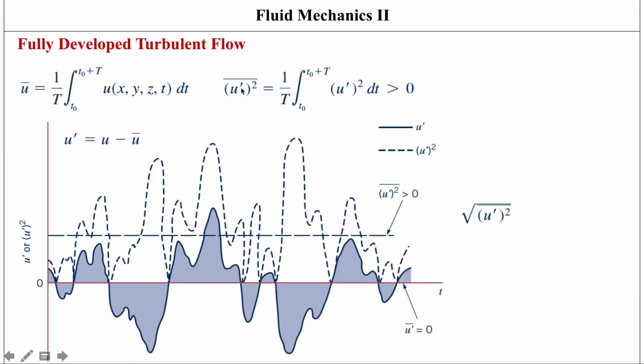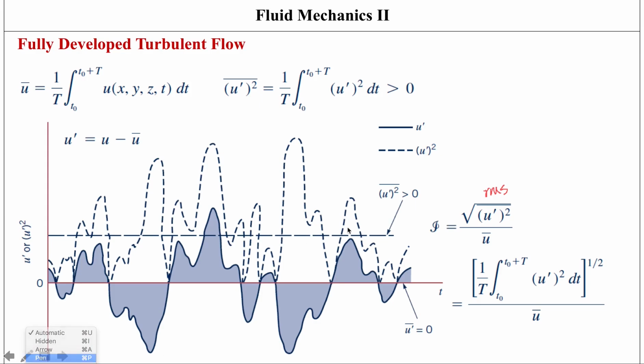And the square root of this expression, the square root of the mean square of the fluctuating velocity, is also called the root mean square. You must have heard of it before, root mean square of the velocity. So this is the root mean square of the fluctuating velocity. And if we divide it by the average velocity, that gives us something called the turbulence intensity. Okay, the turbulence intensity, and it's also represented by I, you will see in some texts.